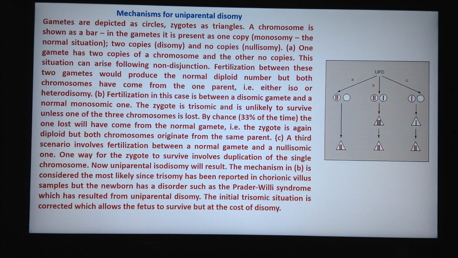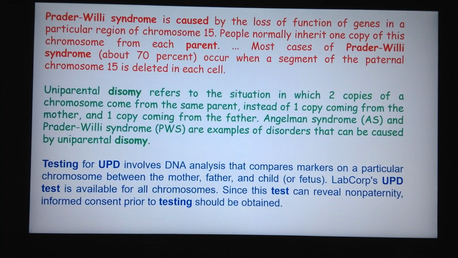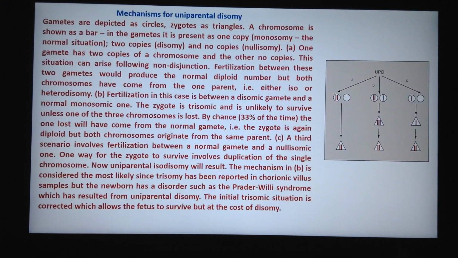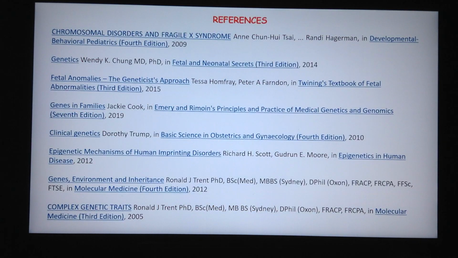Uniparental disomy is basically because of defects in meiosis 1 or meiosis 2. Meiosis 1 defects result in heterodisomy, meiosis 2 results in homodisomy, and certain disease conditions occur because of these disorders. So this slide shows multiple diseases which occur because of uniparental disomy. These are selected readings which you can refer to for uniparental disomy.